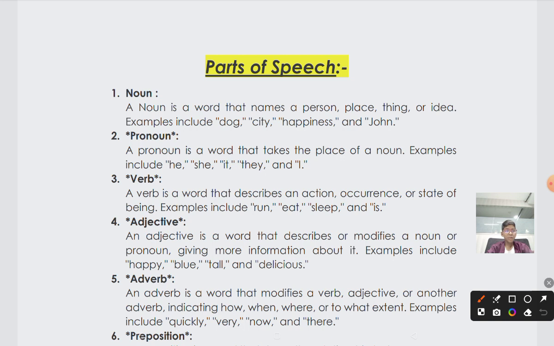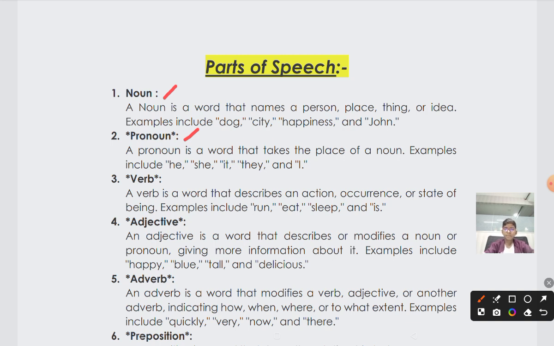So firstly we'll look at the noun. A noun is a word that names a person, place, thing, or idea. Examples include dog, city, happiness, and John. So next comes the pronoun. A pronoun is a word that takes the place of a noun. Examples include he, she, it, they, and I.